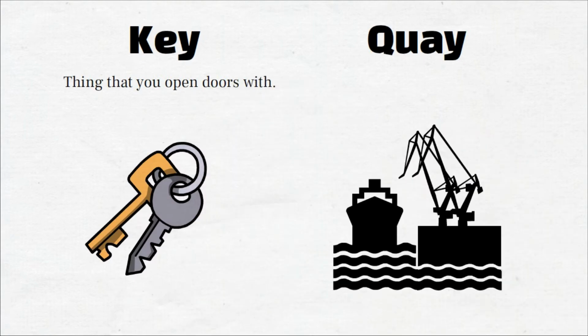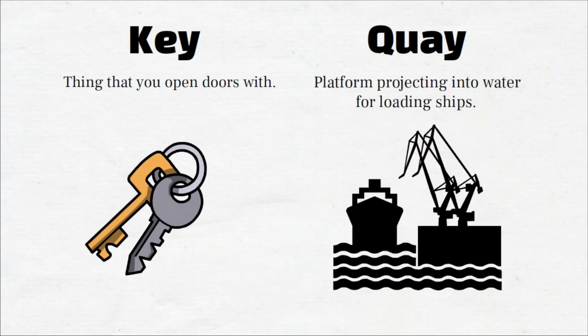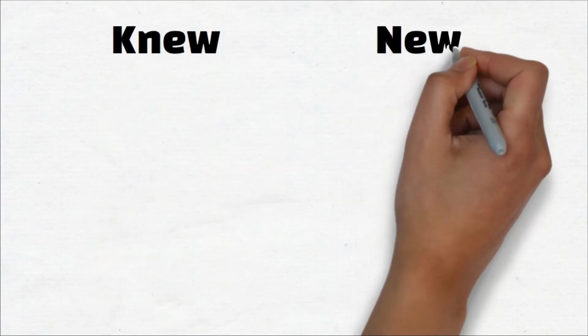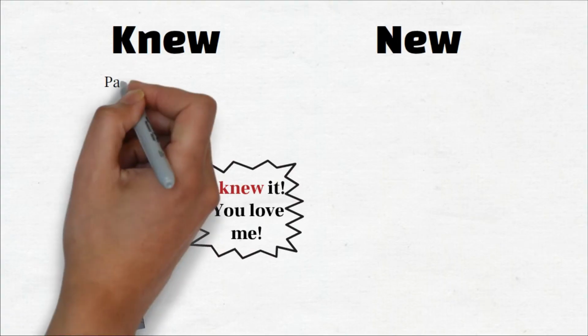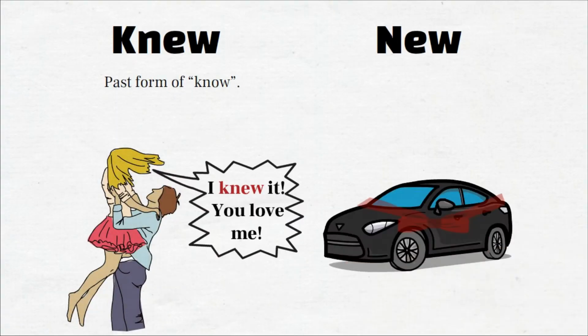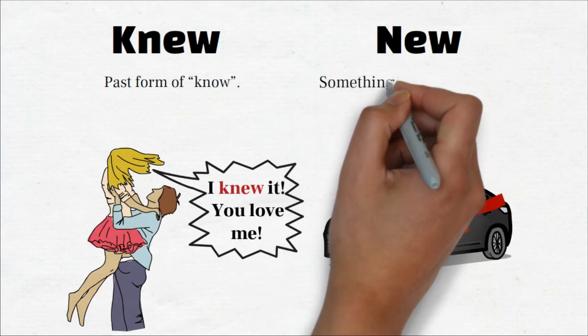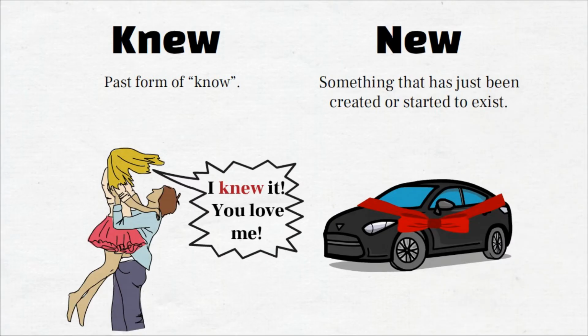The second is a platform projecting into water for loading ships. New. The first is the past form of know. The second is something that has just been created or started to exist.